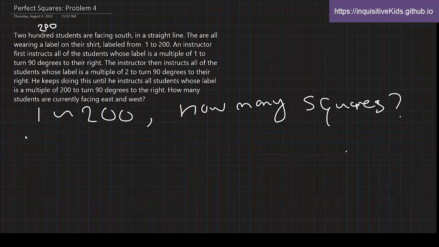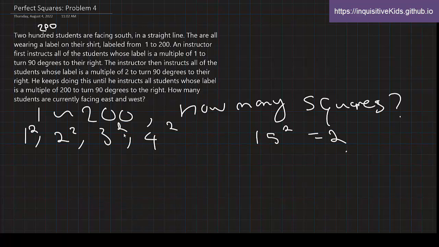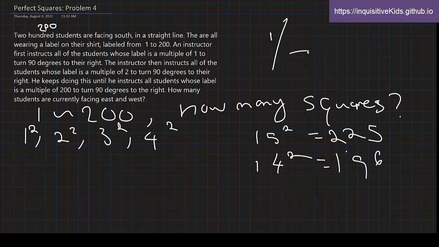So it's actually 1 squared, 2 squared, 3 squared, 4 squared. Let's see. Would 15 squared work? Well, 15 squared already is past 200. That's 225. But 14 squared works because that's equal to 196. So, how many students are currently facing east and west? That would be 14 students. Only 14 students, because there is a total of 14 perfect squares from 1 through 200.